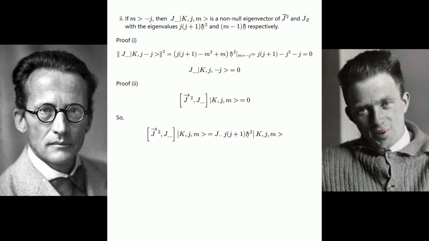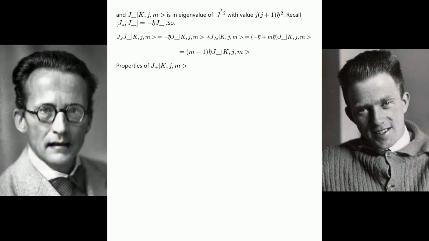Proof 1. See the two equations shown. Proof 2. See the equation shown. So, see the equation shown. And J_- |k,j,m> is an eigenvector of J² with eigenvalue j(j+1)ħ². Recall [J_z, J_-] = -ħ J_-. So, see the two equations shown.